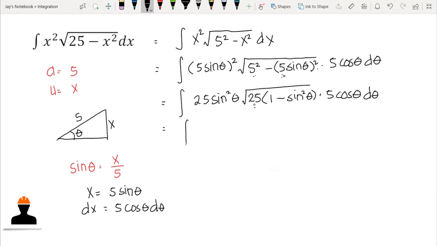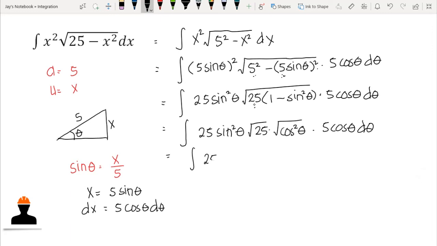Then we have here the integration of 25 sine squared theta. Then we have square root of 25 times square root of 1 minus sine squared. This is cosine squared theta, correct? That is a trigonometric identity. And 5 cosine of theta d theta. And this one would give us 25 sine squared theta. The square root of 25, that is 5. And the square root of cosine squared theta is cosine theta, times 5 cosine theta d theta.